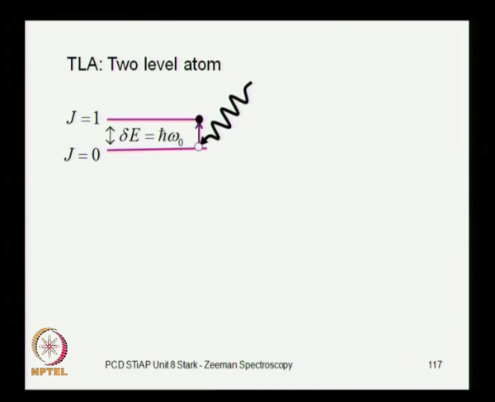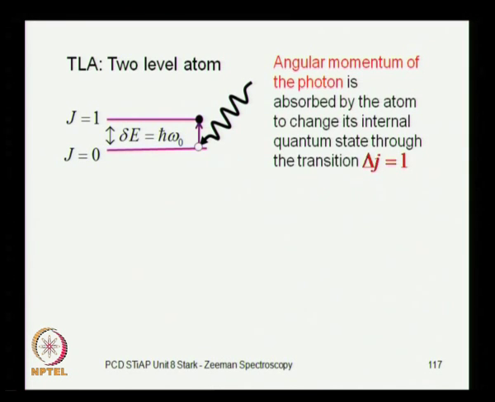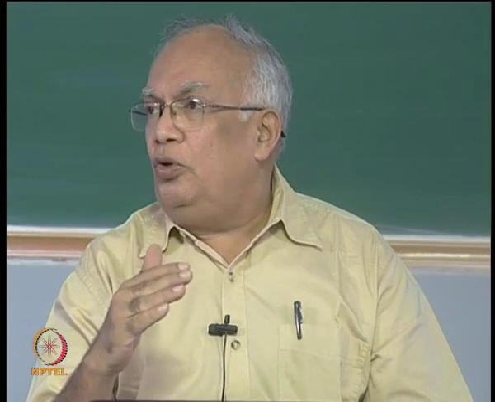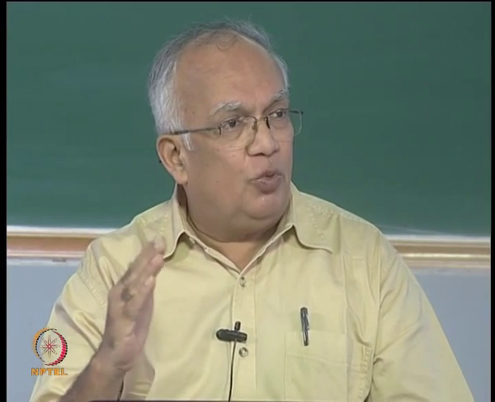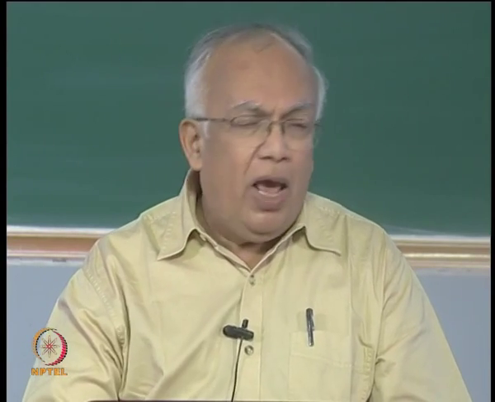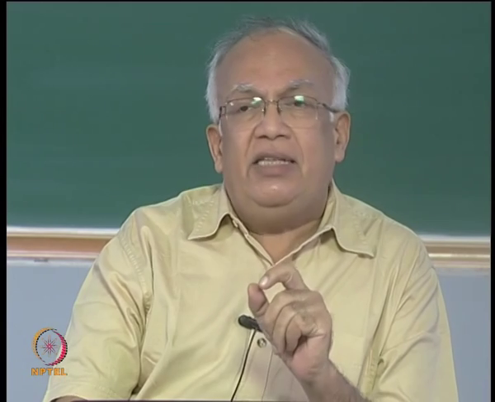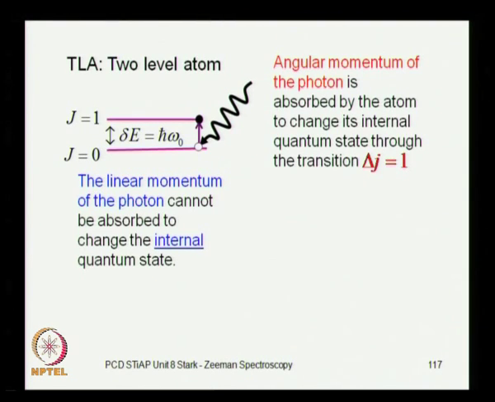and the atom gets excited. Now, what is going to happen is that the angular momentum of the photon is absorbed, and the internal atomic angular momentum quantum numbers change, and the internal changes in the atomic structure raise it through a delta j equal to 1. So, that is where the angular momentum is being taken care of, but what happens to the linear momentum of the photon? The linear momentum of the photon cannot change the internal structure of the atom. So, the linear momentum of the photon ends up changing the velocity of the atom in the laboratory frame of reference, because it cannot change the internal structure. The angular momentum changes the internal structure, but not the linear momentum.